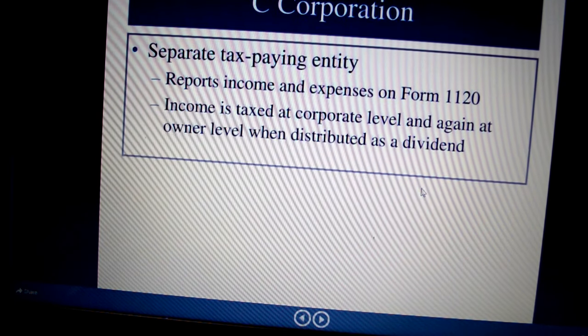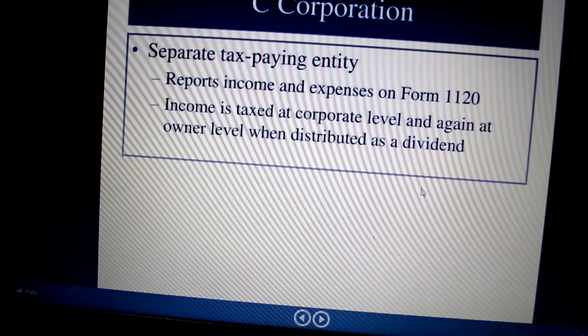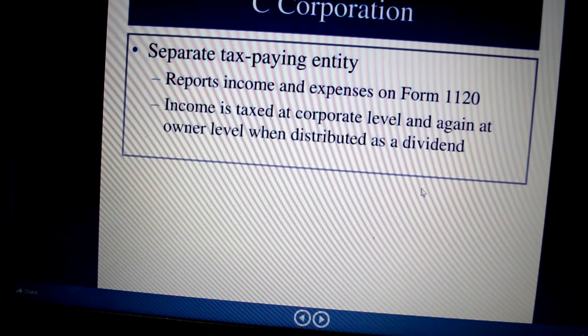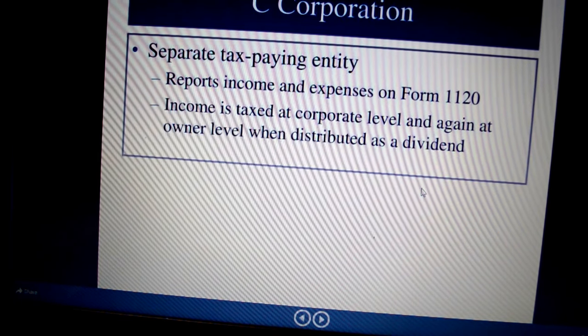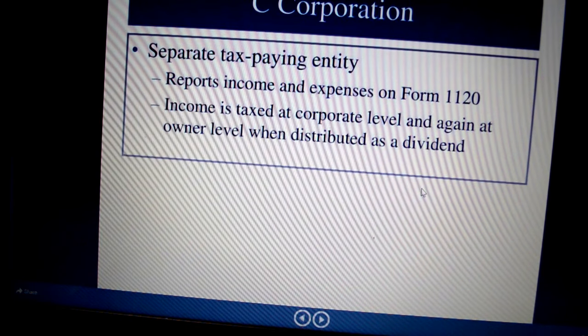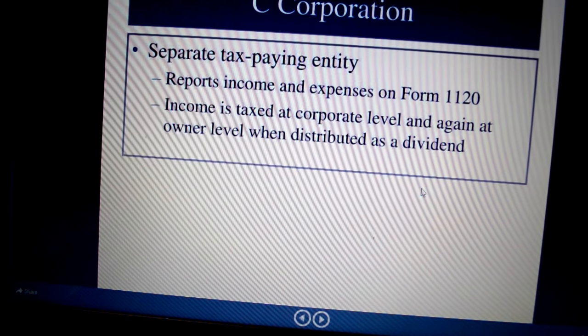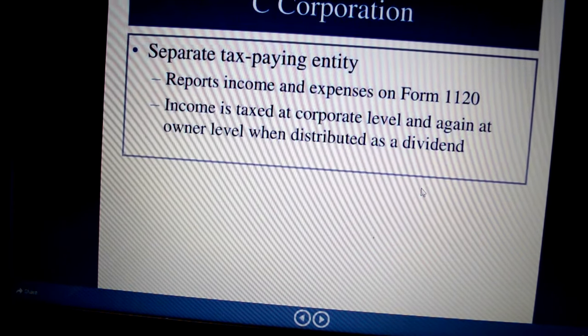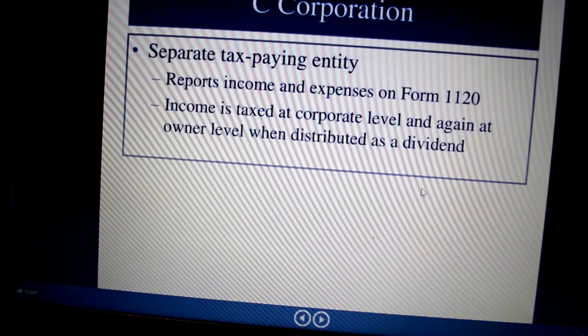When a corporation distributes its income, the corporation's shareholders report dividend income on their tax returns. Thus, income that has already been taxed at the corporate level is also taxed at the shareholder level. The effects of double taxation are what distinguishes the C corporation from the other kinds of business entities.